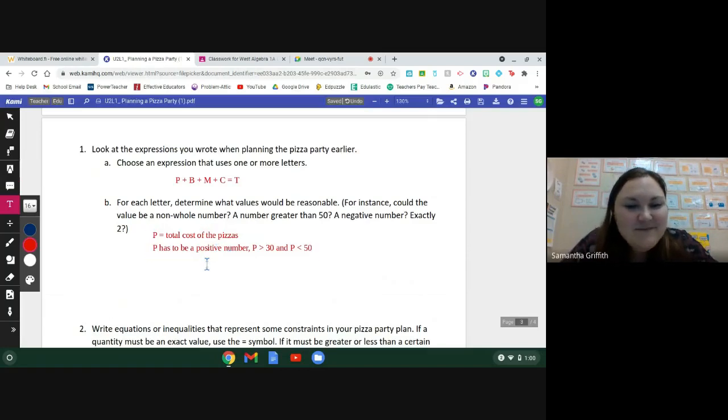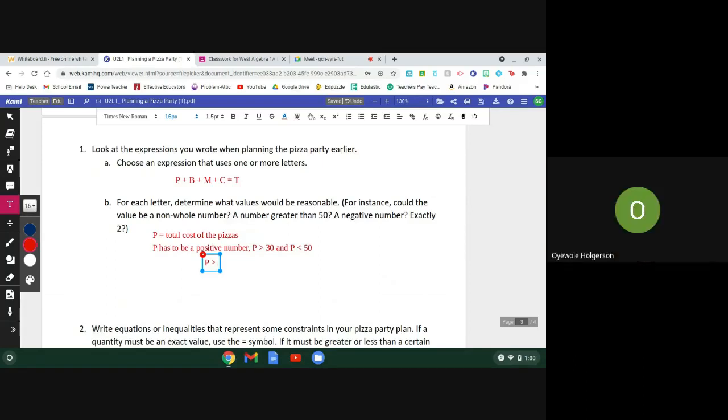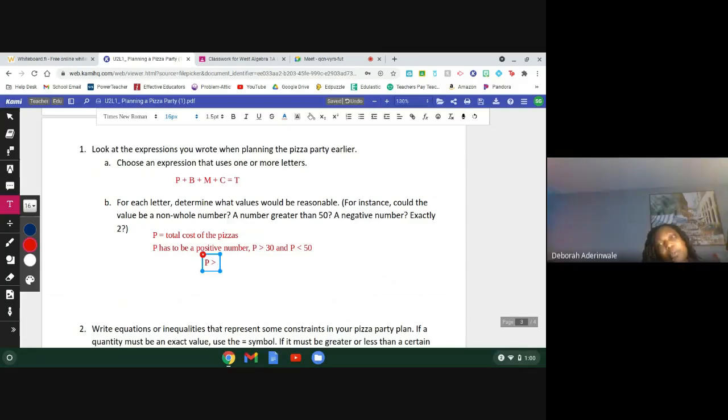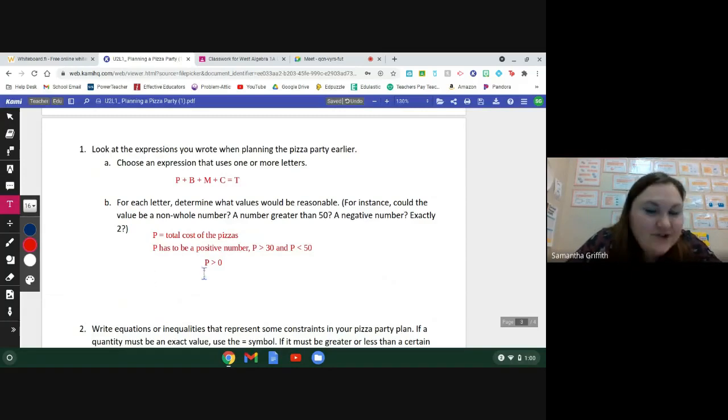When we say P has to be a positive number, you can represent just that description with an inequality. If P is positive, it means P is greater than what number? Forget pizzas for a second. If P is a positive number, it means it needs to be greater than what number on our number line? Greater than 0. Yeah. So if you're trying to say your variable has to be positive, a constraint you could say is that P is greater than 0.